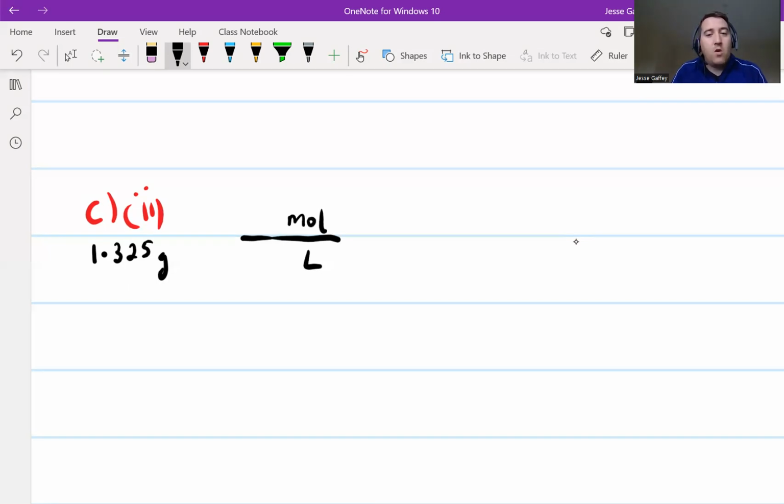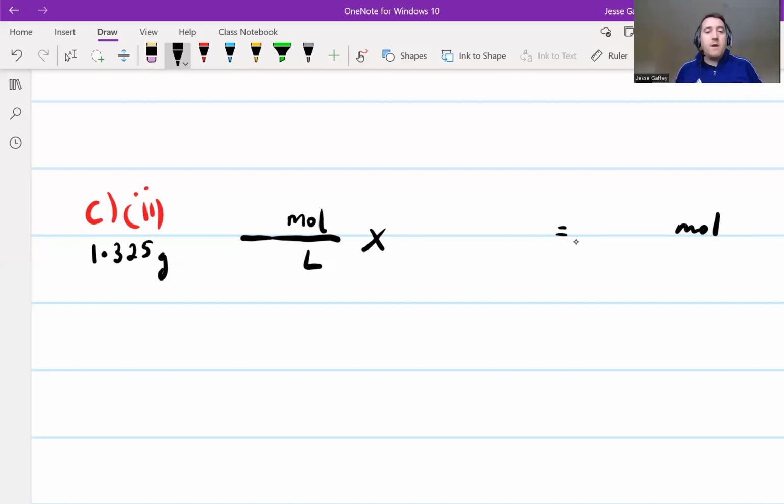Now, we have a mole per liter solution, but we don't have a full liter of solution. We're not making a full liter. So first of all, we want to go from moles per liter to find the number of moles. So what would we multiply here to turn moles per liter into moles? Okay, so that's the first stage.